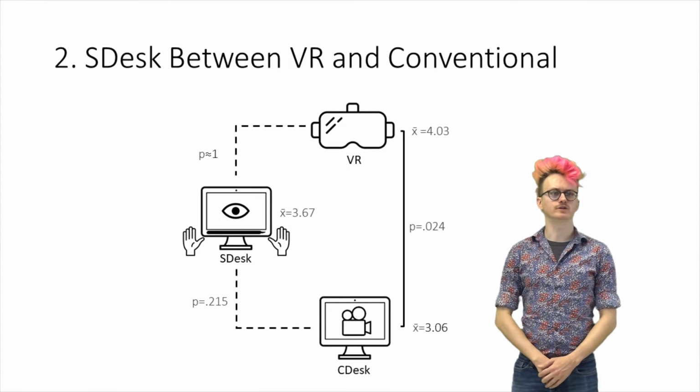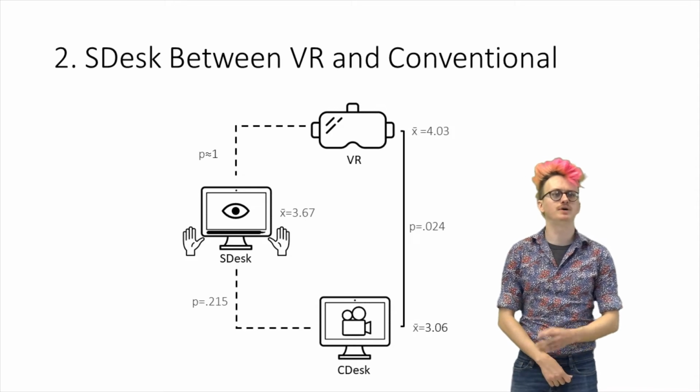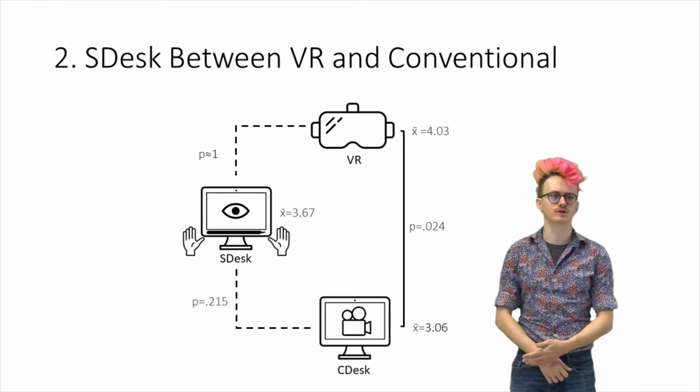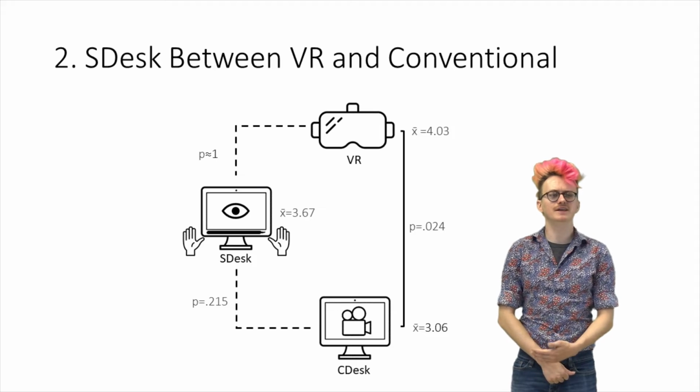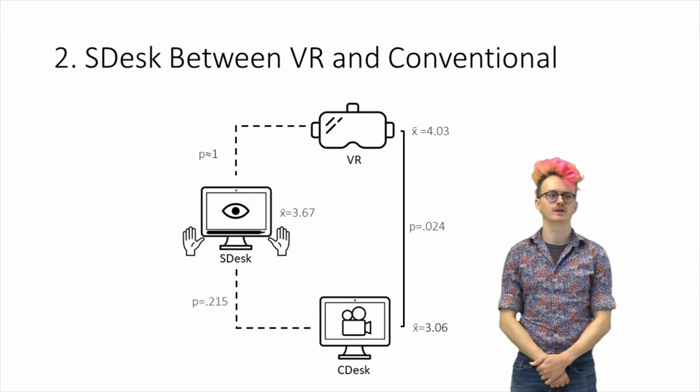Second, our novel interface with sensors is not found to be significantly different from either of these two, but since VR and the conventional desktop differ, we know that it must differ from at least one of them. Looking at the mean score and p-values, we can suggest that it is likely somewhere in between them, and more likely to differ from the conventional.